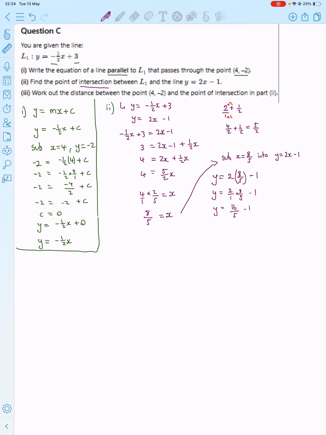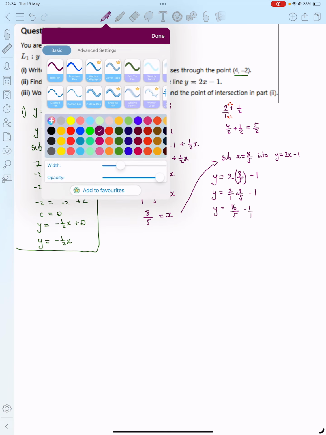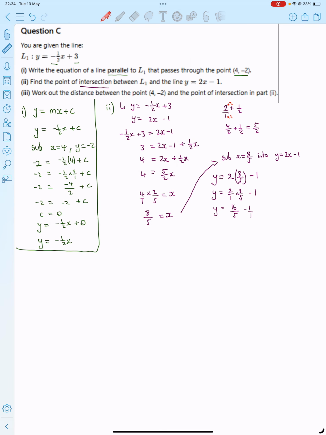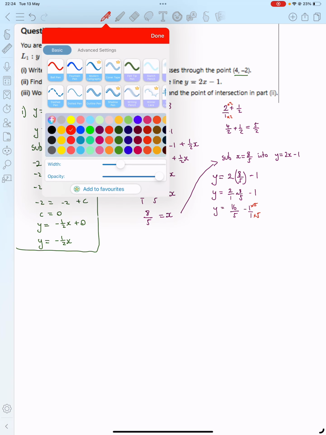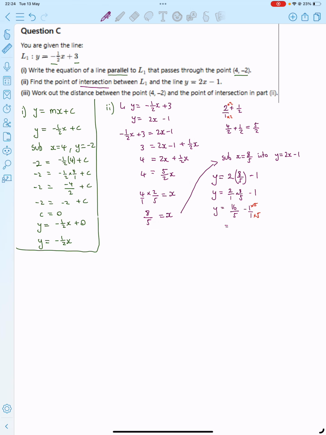Doing 16 over 5 minus 1, well, that's just going to be, let's turn that into fractions, so times by 5 to make the denominators the same. So that is 16 over 5 minus 5 over 5, which equals 11 over 5. Okay, so we have x equals 8 over 5, y equals 11 over 5. So the point of intersection is going to be the x coordinate and then the y coordinate.